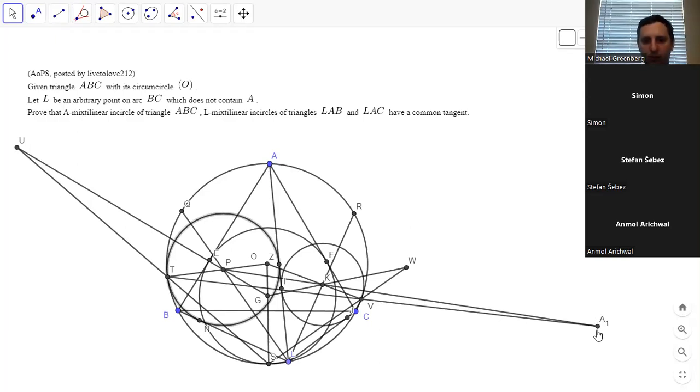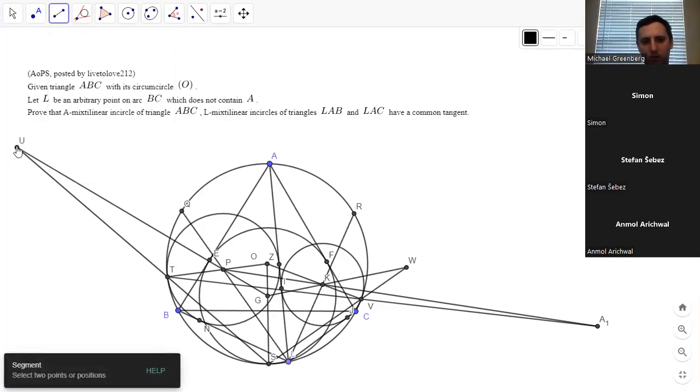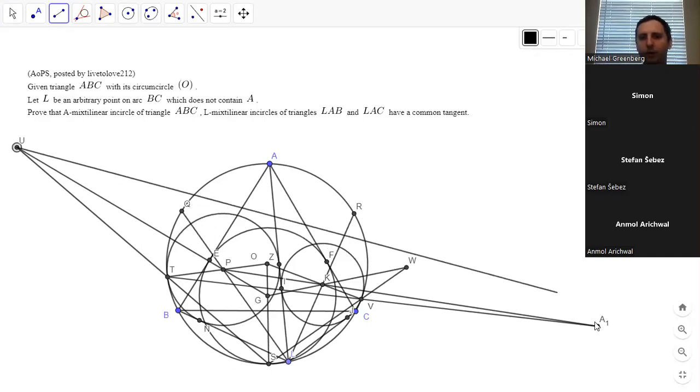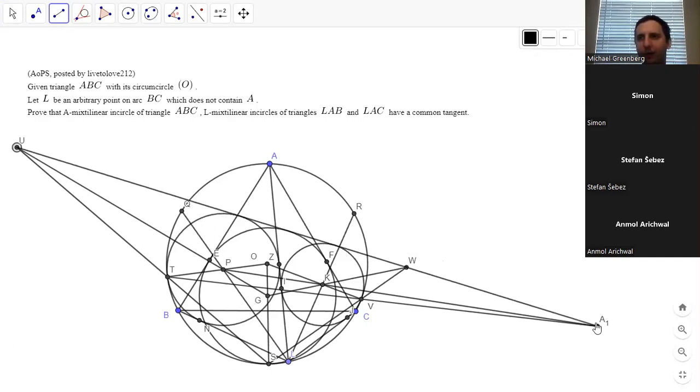So yeah, this A1, W, and U are the 3 x-simile centers, right? Yeah, the pairwise x-simile centers. Oh yeah, so we could just say they're collinear by Monge's theorem, right? We don't even need the Desargues, right? But we need the Desargues to show it is on TV. To show it lies on TB. Yeah. Okay.